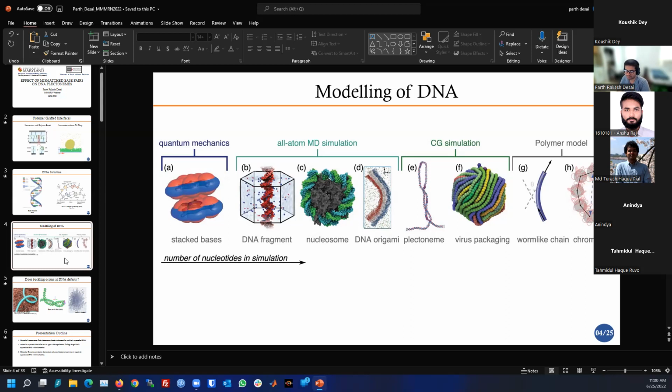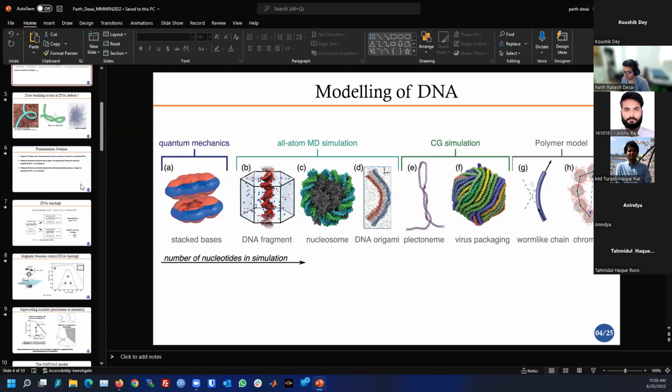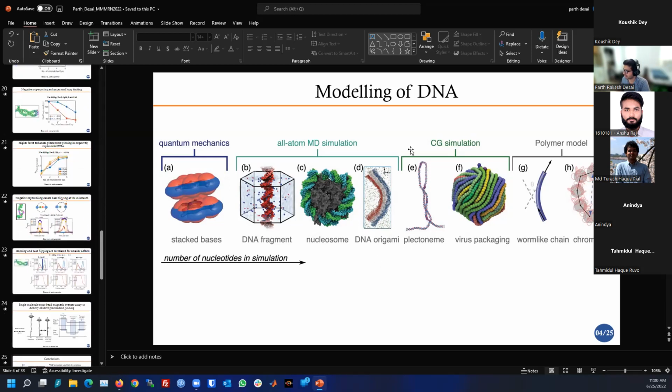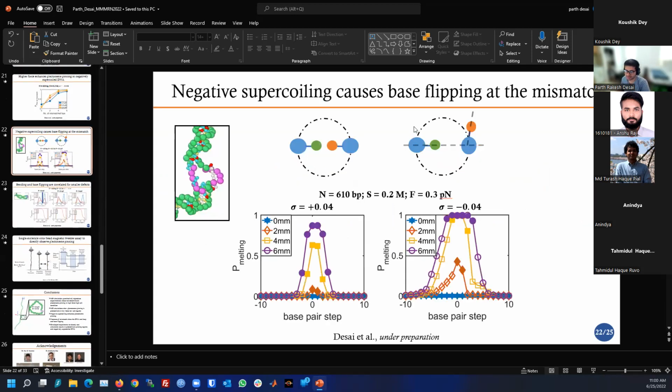Okay, I have one more question. How did you determine whether the local portion of DNA went into a melted region? How do you define the melted region? You mean, I use melting and base flipping interchangeably for the simulation.